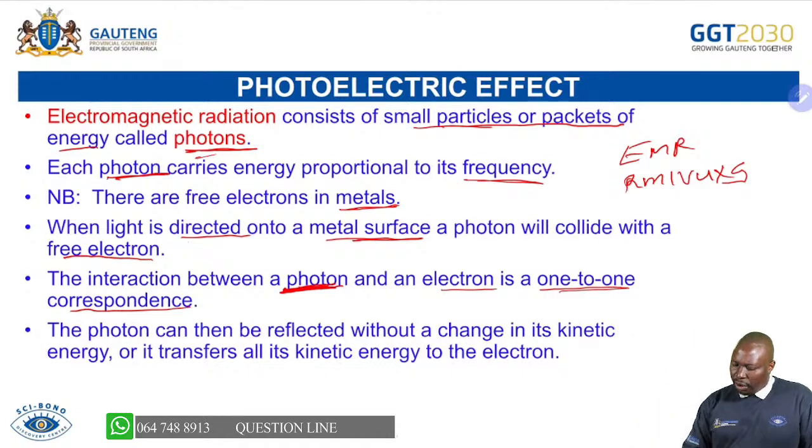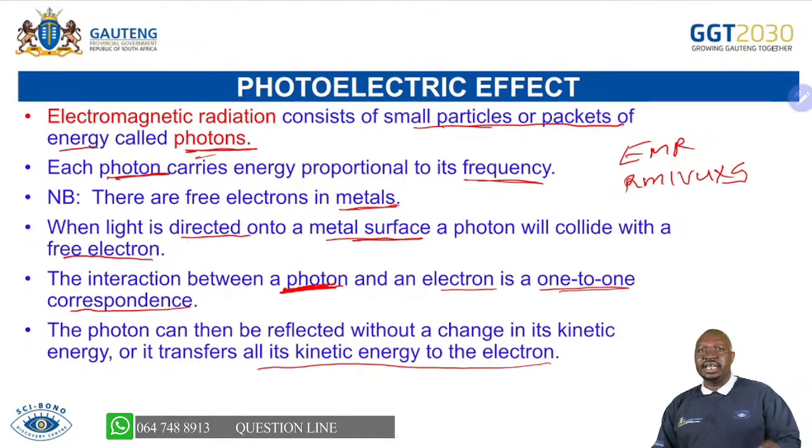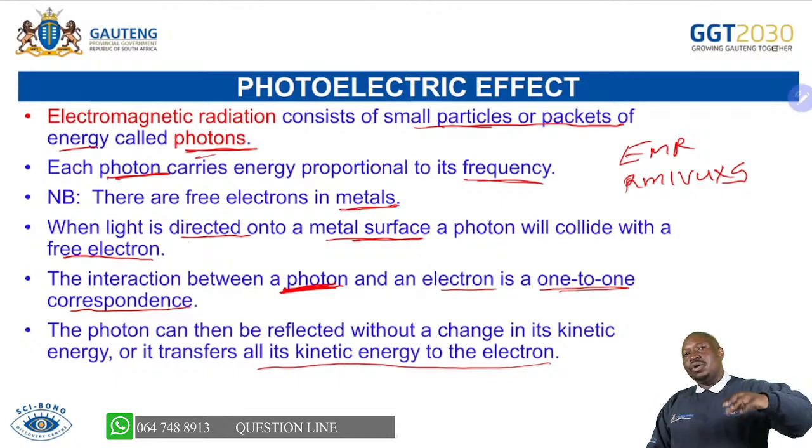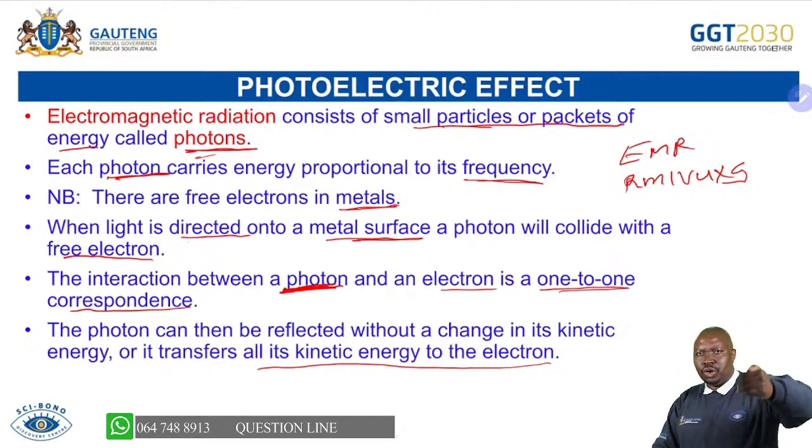Now, the photon can then be reflected without a change in its kinetic energy, or it can transfer all its kinetic energy to the electron. I want you to understand that statement as saying we can increase the intensity, or we can increase the number of photons.